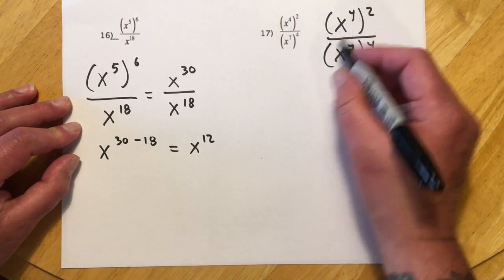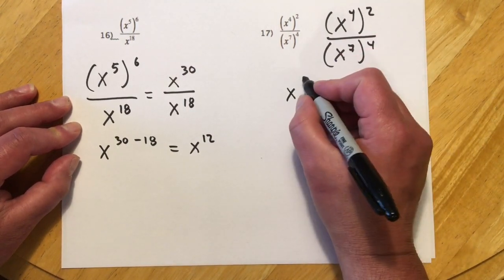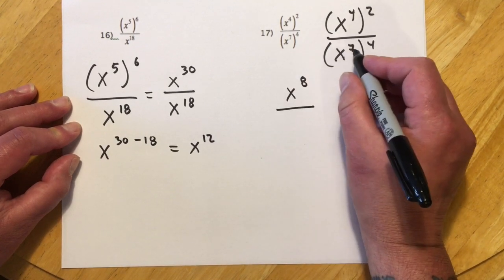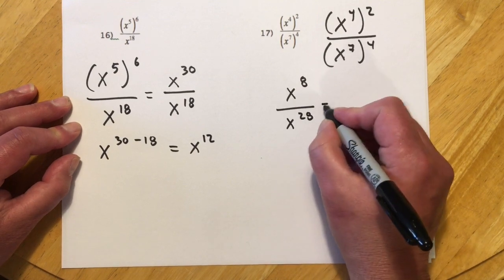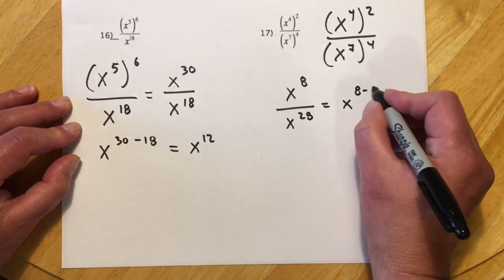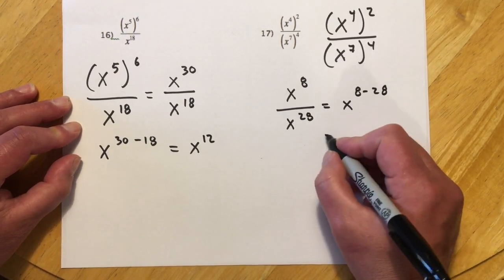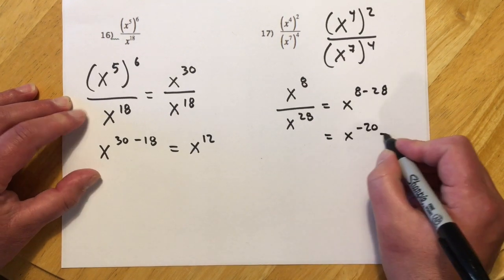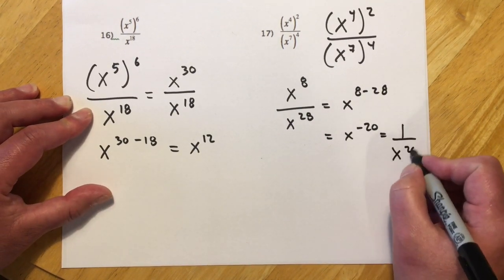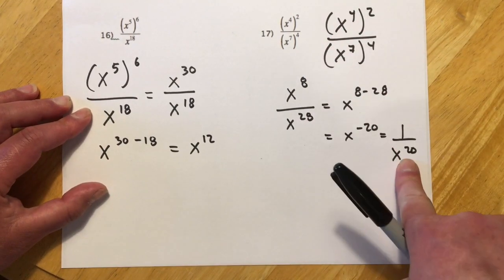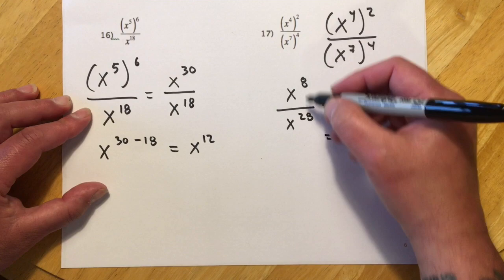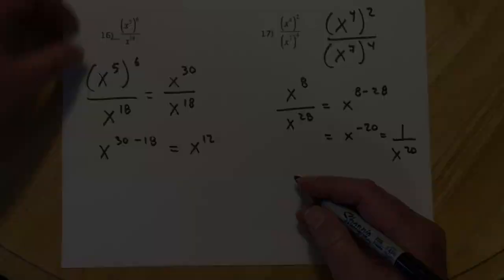For number 17, so this is x to the 4 times 2 would be 8. And then 7 times 4 would be 28. So this is x to the 8 minus 28. So that's going to be x to the negative 20, or 1 over x to the 20th. Again, you can just think of it as a cancel, and then it just seems like 1 over x to the 20th if I have 8 up and 28 down.